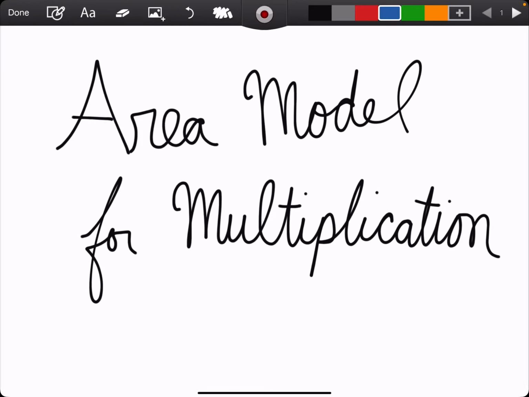Okay, this video is going to be on the area model for multiplication. Now, the area model for multiplication is used as a way to break down larger numbers into smaller parts and make it easier to multiply by breaking them up and then putting them together. So you will see what I mean when I give a couple examples.